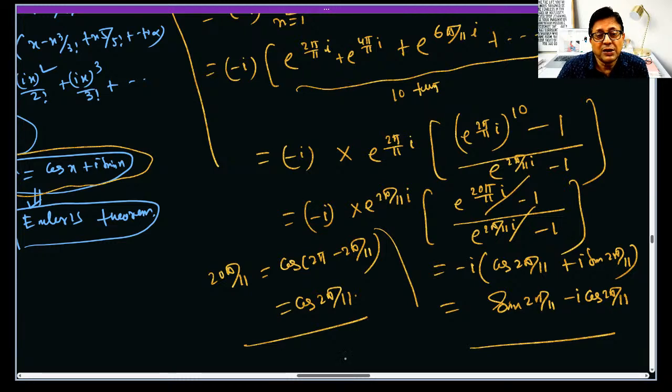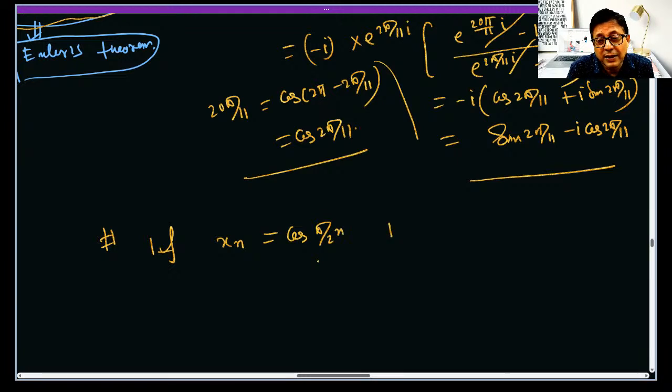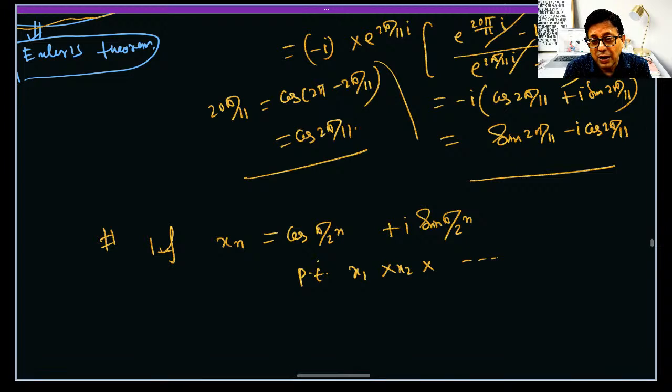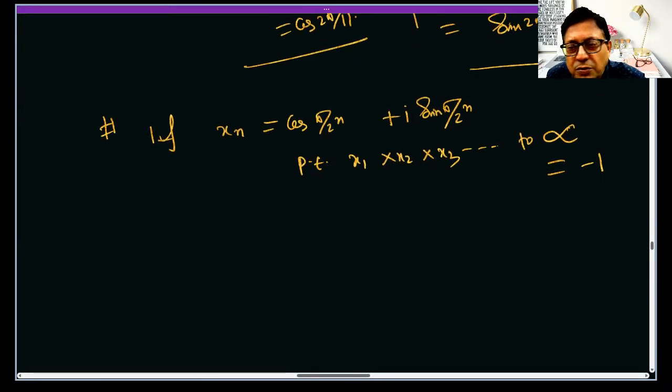Yes, sir. Now do the last sum from my side, then your work will start. If xₙ equals cos(π/2ⁿ) plus i sin(π/2ⁿ), prove that x₁ x₂ x₃ up to infinity has the value minus 1. How to prove this?